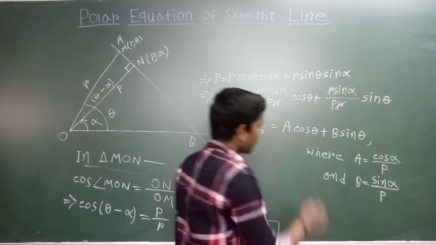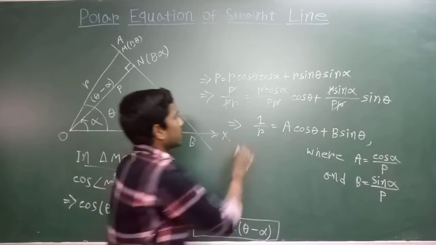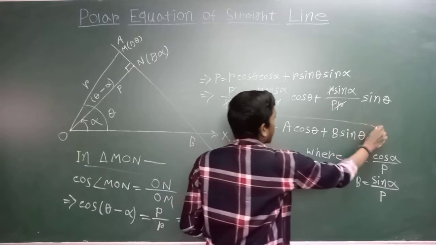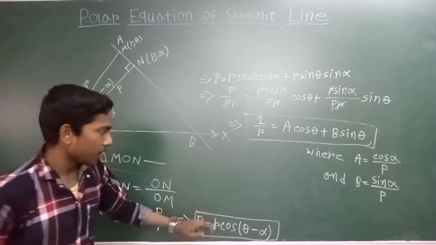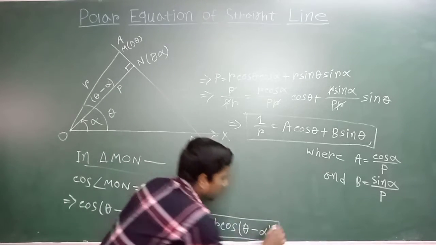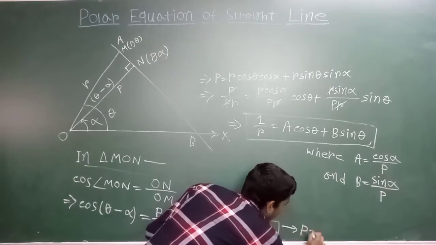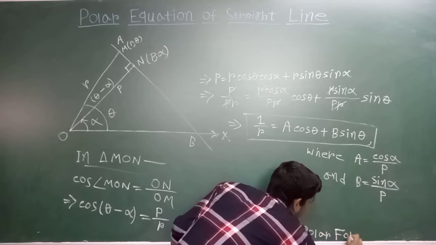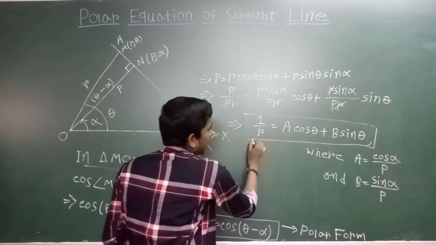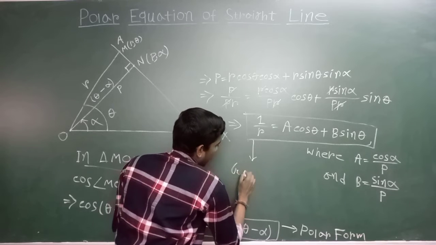Now students, this is the general form of the equation of a straight line. So this is the polar form and this is the general form.